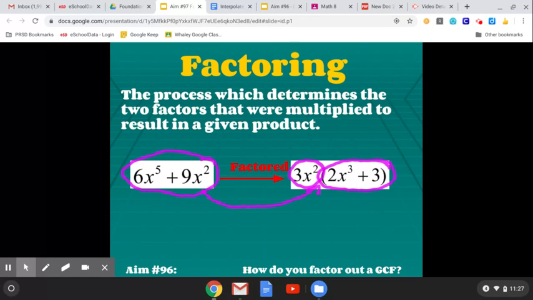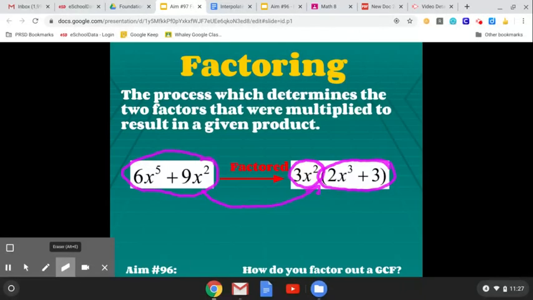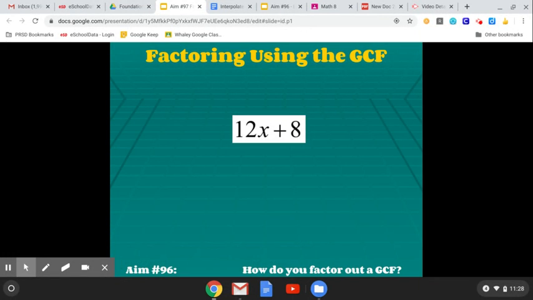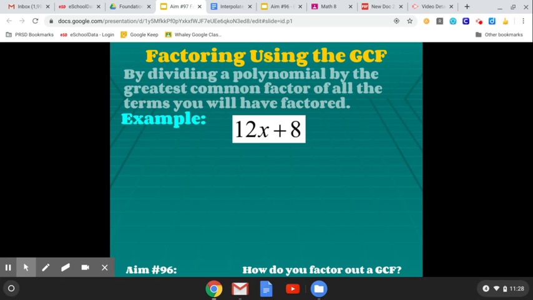Now, this might look familiar to some of you. You might be saying, I remember this from 8th grade. Great. If you do, you're one step ahead of the game. But if you don't, no worries. Let me talk you through how we factor using a GCF. Here's a problem, and it is the answer to some multiplication problem. Two things have been multiplied together, and the answer came out to be 12x plus 8. Our job is to figure out what the two things were that were multiplied.